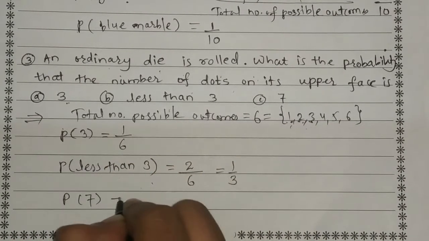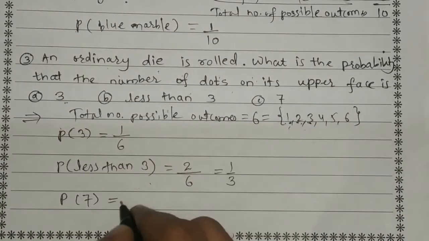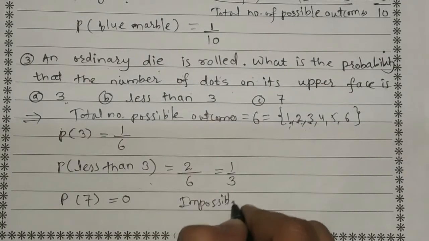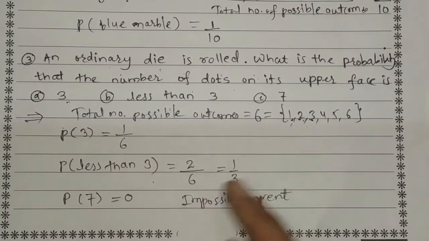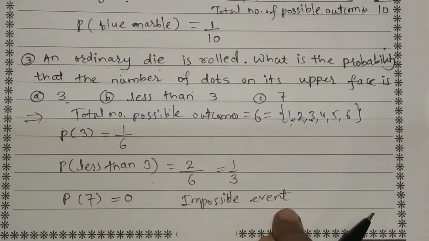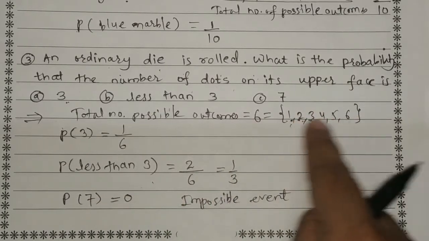Probability of getting 7, if you see there is no 7 on a die, so it is going to be 0. You can say this is an impossible event. It's not going to happen. The probability whose value is 0, we call it an impossible event. Not going to happen because 7 is not there on the face of a die.